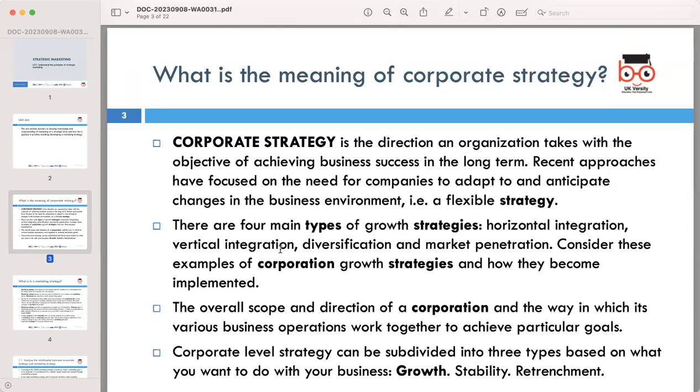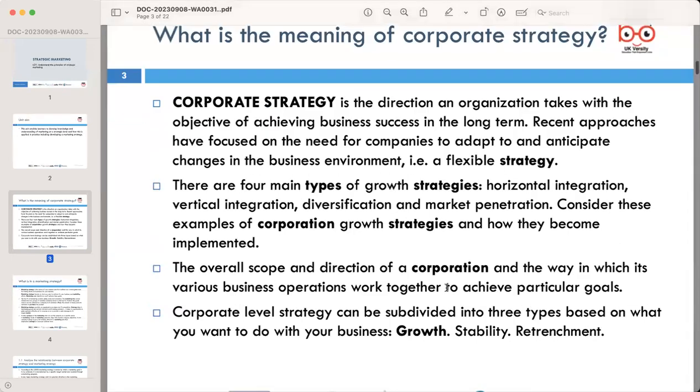So next one is diversification. Diversification entails expanding into new markets or industries to reduce risks. Then the last one is market penetration. Here the focus is on increasing market share in existing markets. This can be achieved through strategies like aggressive marketing or pricing. Any questions so far, if anybody is there?